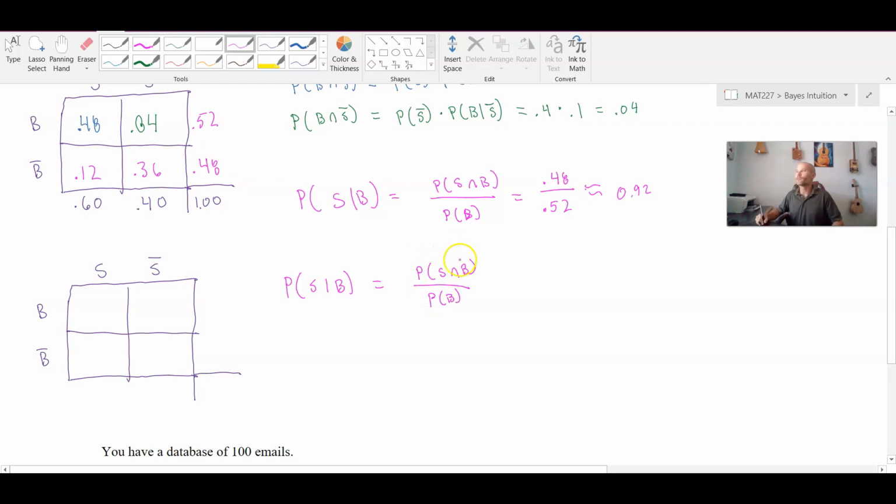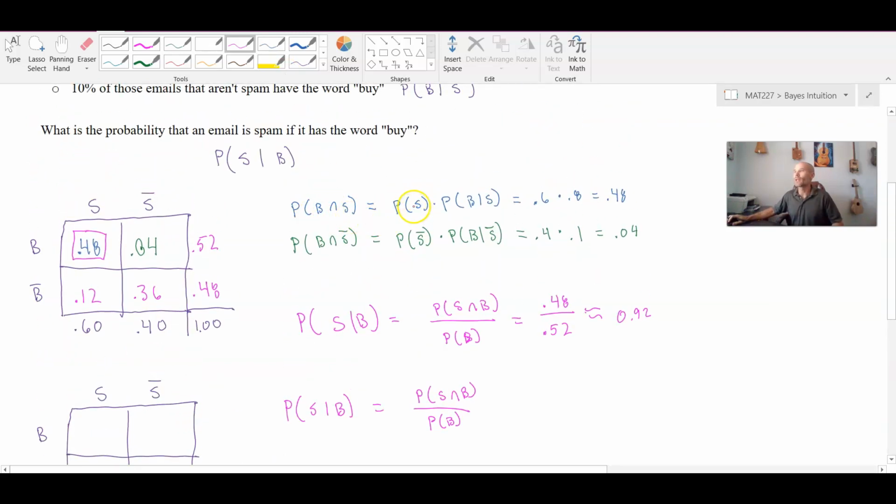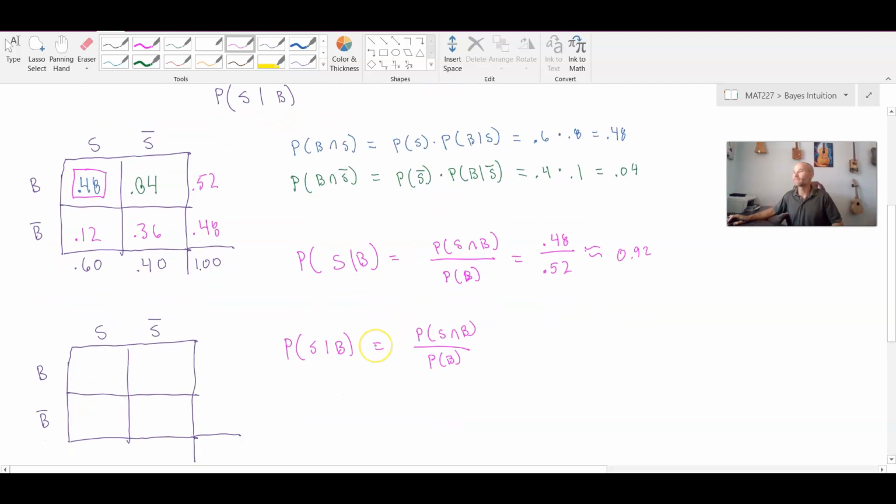Now, how did we get the probability of S and B? That was this value up here, 0.48. The way we obtained that is in blue here, we multiplied the probability of S times the probability of B given S. So let's go ahead and replace that in our formula with how we computed that probability. So I'll use blue here again, and we'll say that the probability of S and B is the probability of S times the probability of B given S divided by the probability of B.